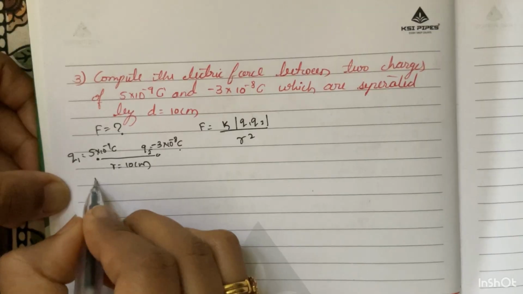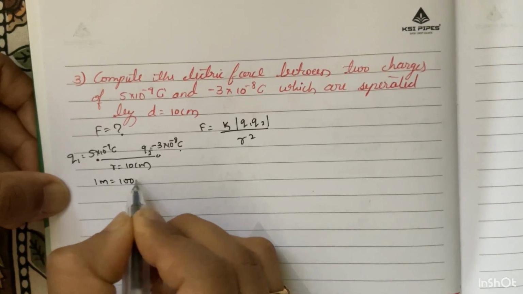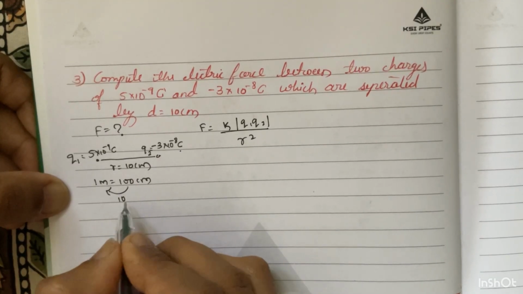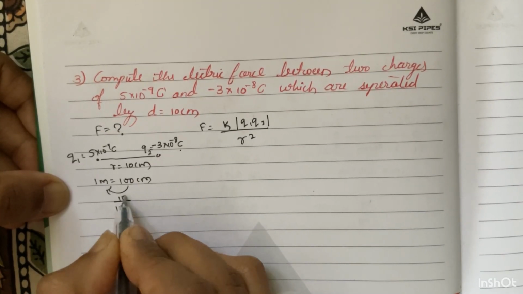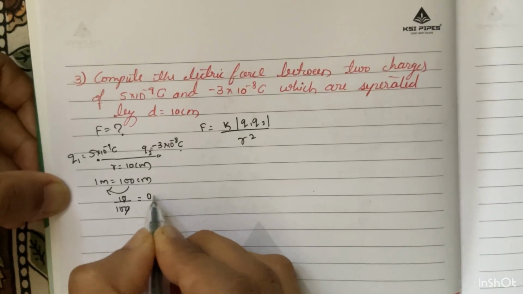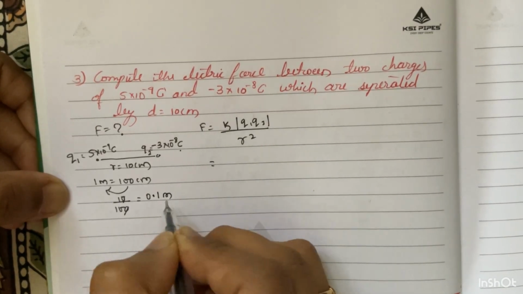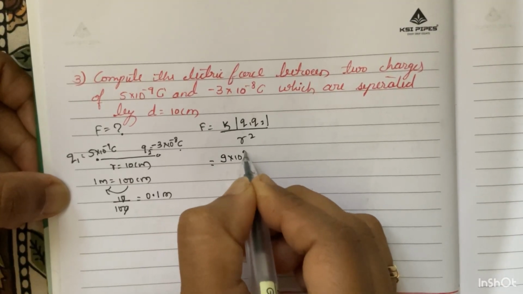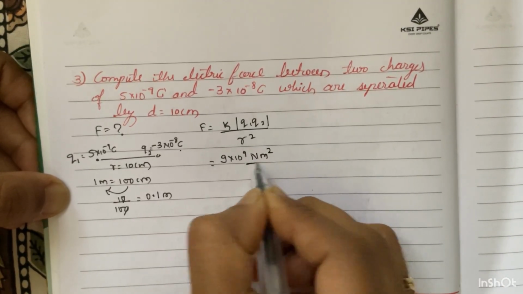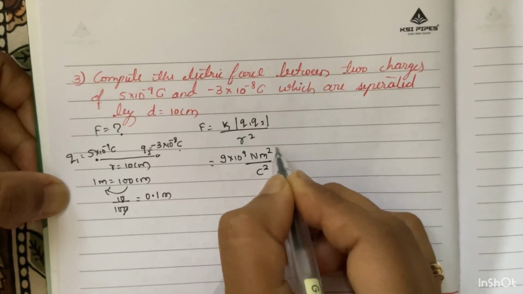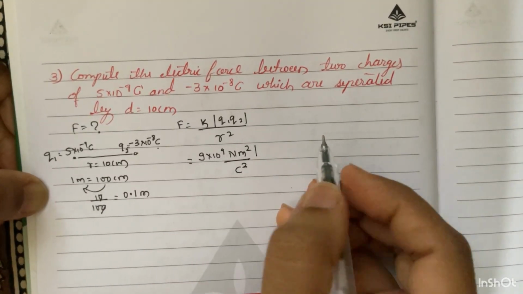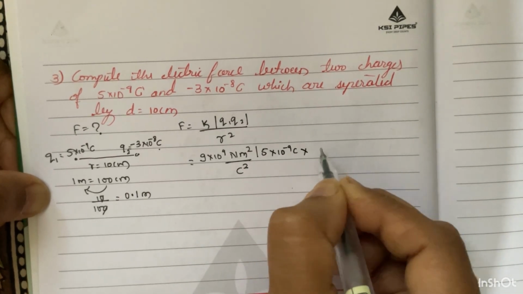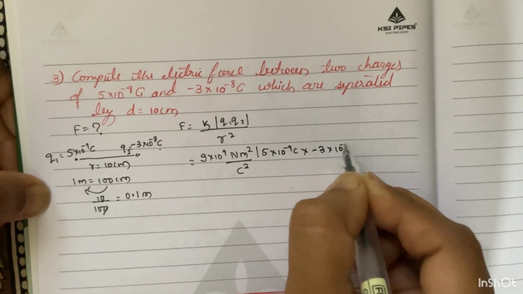We know that 1 meter equals 100 centimeter. To convert from centimeter to meter, we need to divide by 100. Since we have 10 centimeter divided by 100, the 10 gets cancelled, and 1 by 10 we can write as 0.1 meter. Now everything is there. The k value is 9 into 10 raised to the power 9 Newton meter square divided by Coulomb square, and I'm going to substitute the q1 value and q2 value here: 5 into 10 raised to the power negative 9 coulombs multiplied by negative 3 into 10 raised to the power negative 8 coulombs.